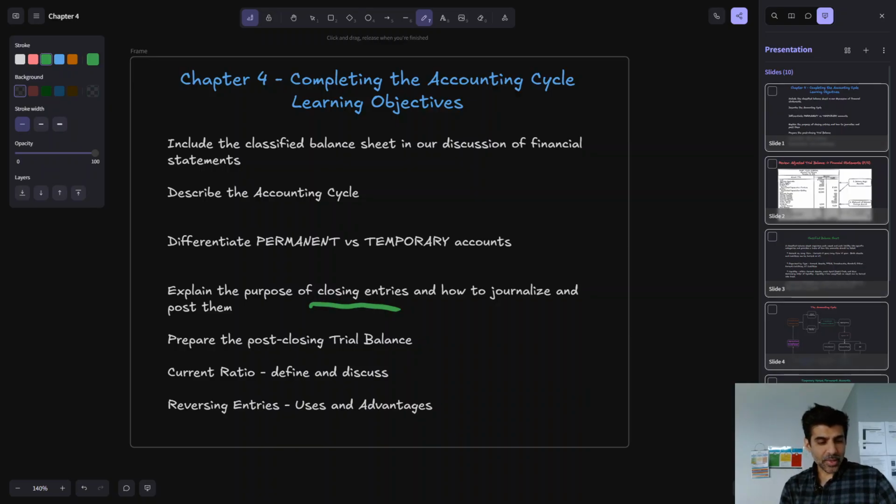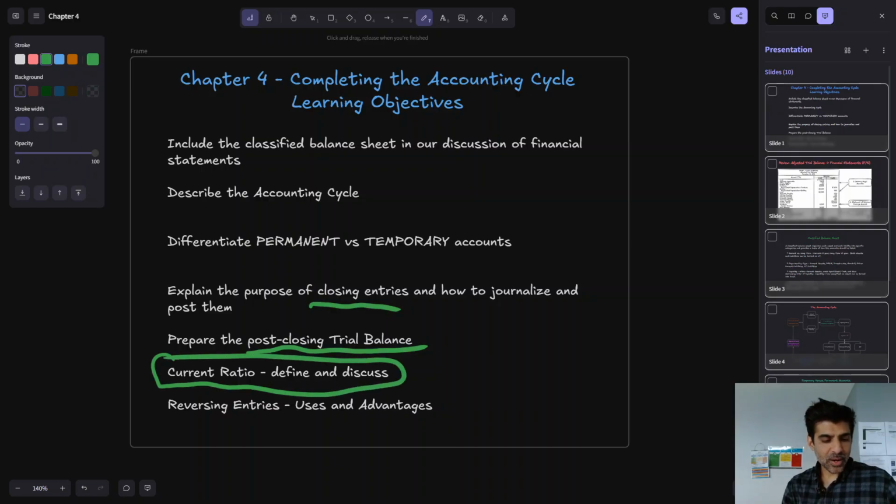And then we'll introduce this post-closing trial balance. Again, another contrived thing, which you'll probably never see. And then current ratio. This is our financial ratio that we'll talk about. And then reversing entries.